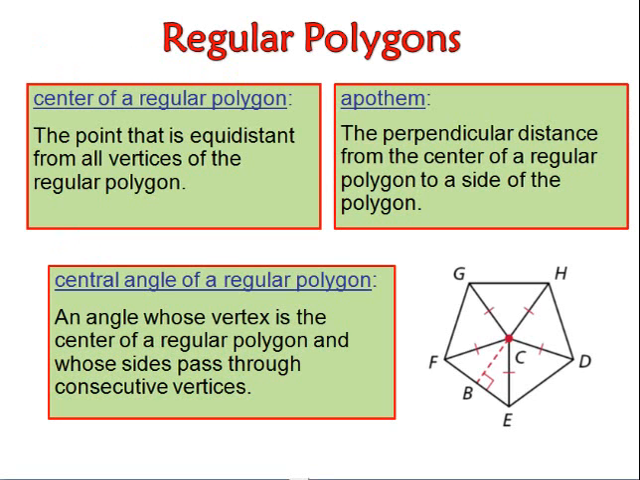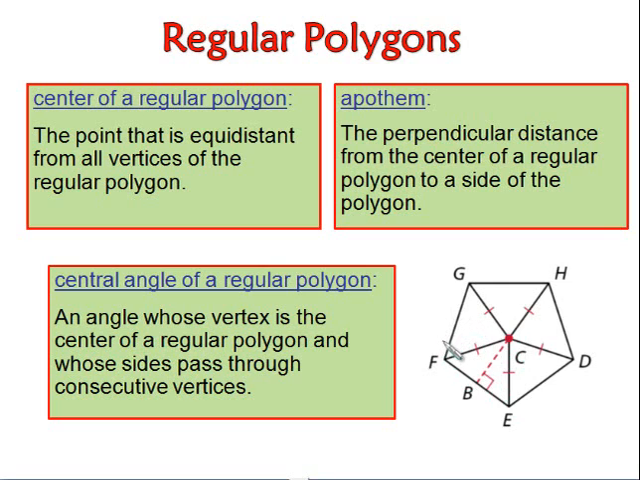Alright, now we're going to go into regular polygons. The center of a regular polygon is a point that is equidistant from all vertices of the regular polygon. So if you notice right here, all these line segments are equidistant from the vertex to the center of the polygon. The apothem is the perpendicular distance from the center of the regular polygon to a side of the polygon. So you go from the center point down perpendicular to one of the sides, and you can draw this to any of the sides of your regular polygon.